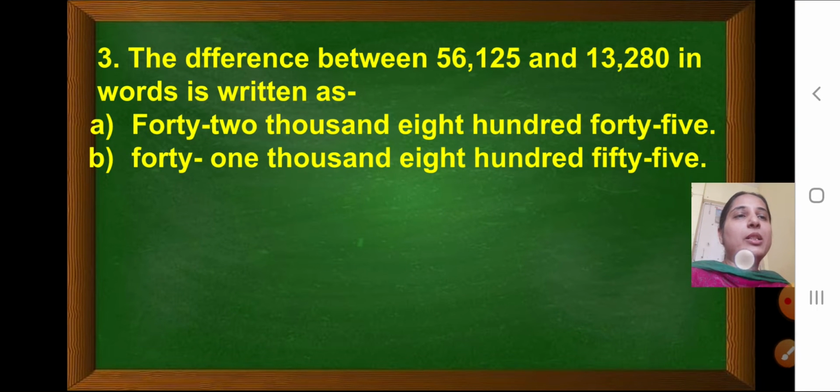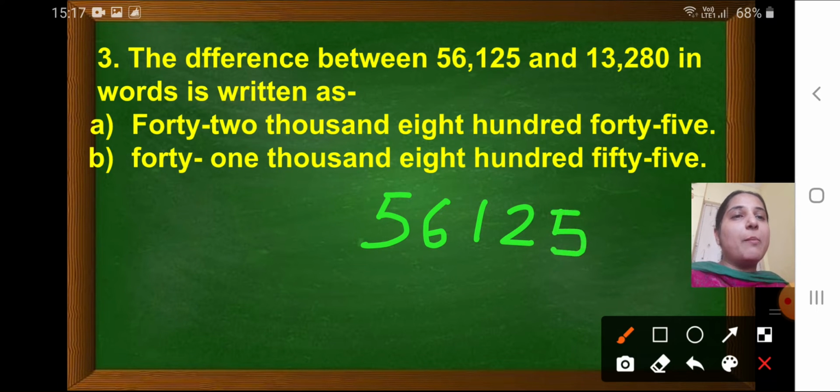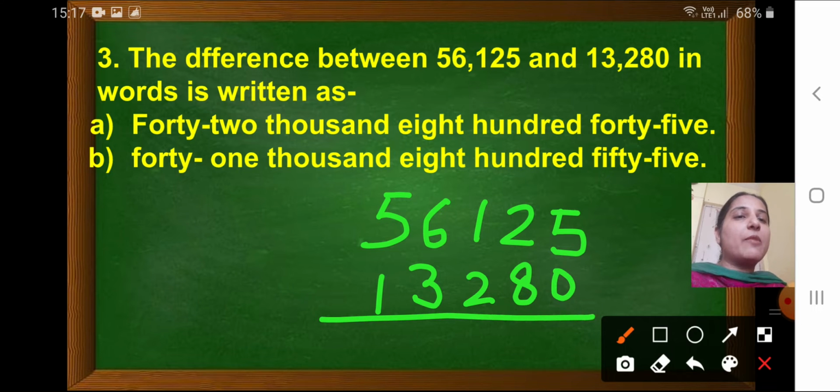Now question number 3: the difference between 56,125 and 13,280 is written in words as. So first we will find the difference between the given numbers. So let's write them first to get their difference. 56,125 minus 13,280. So let's find their difference.